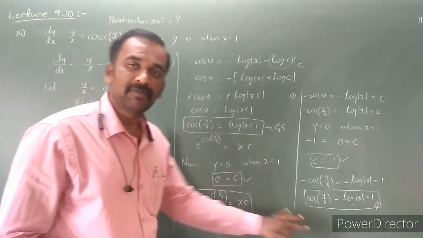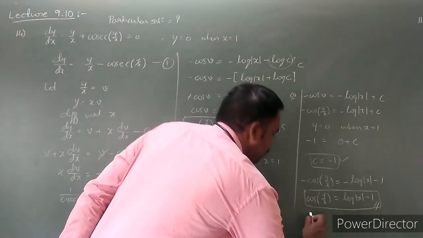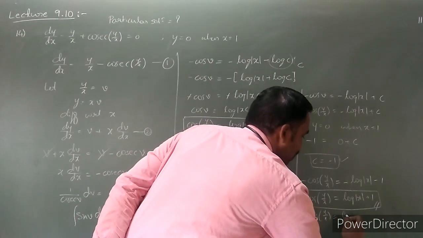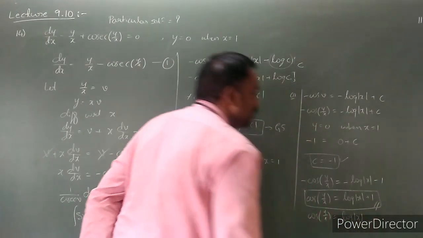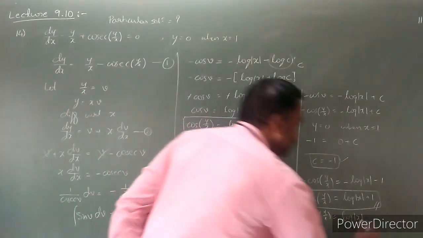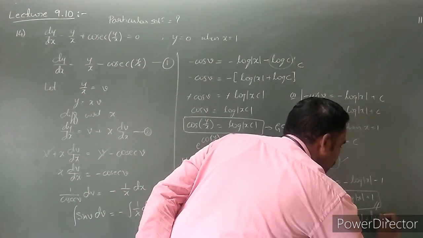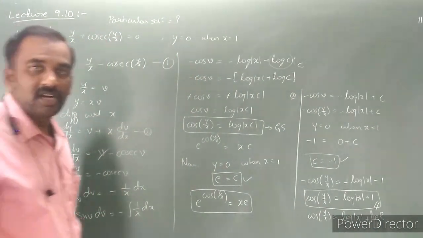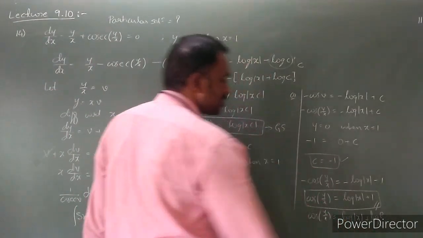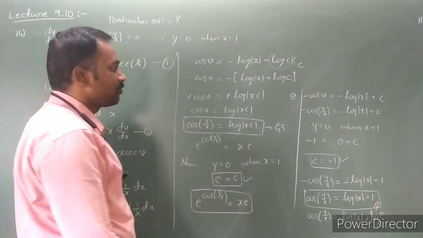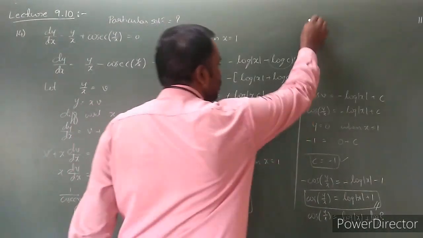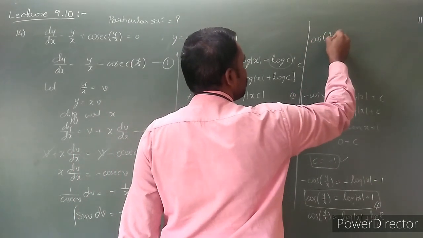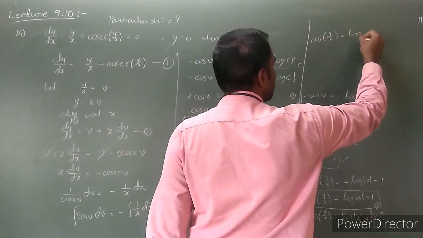Would you like to cross verify? How? The left hand side is cos of y by x, which is equal to log of mod x as it is, plus 1. I just write the 1 in terms of log as log of e to the base c. Can I write 1 as a log of e? Now it is of the form log m plus log n. What is log m plus log n? Log of mn. So cos of y by x is equal to log of mn.